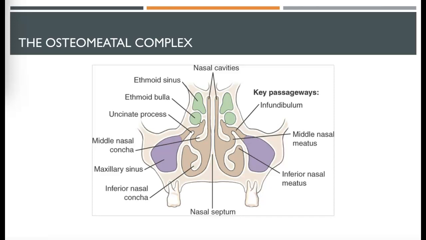The osteomeatal complex is the drainage pathway of the frontal, maxillary, and ethmoid sinuses. When these become obstructed or infected, it is called sinusitis.